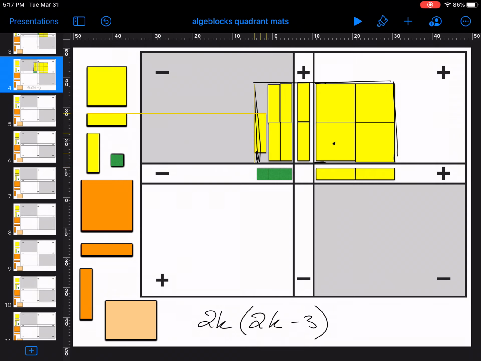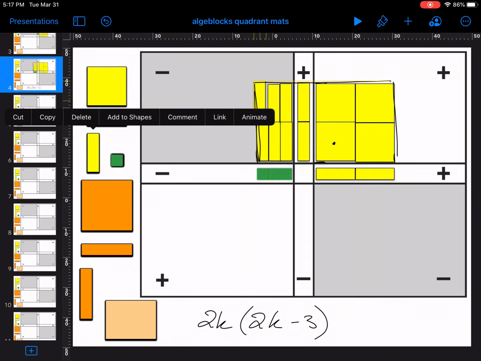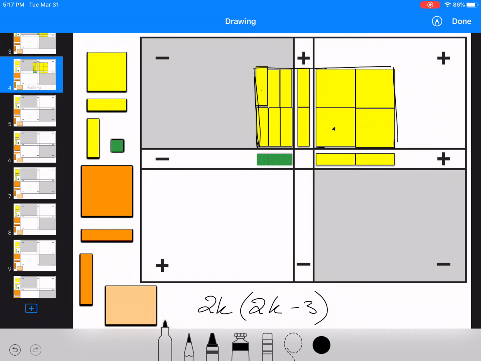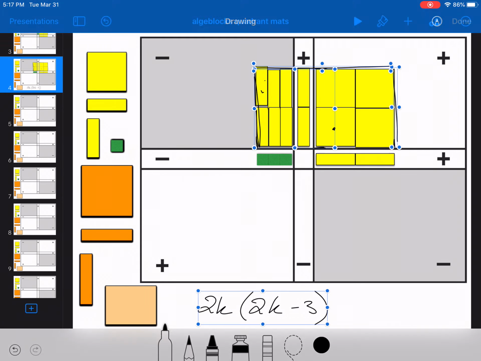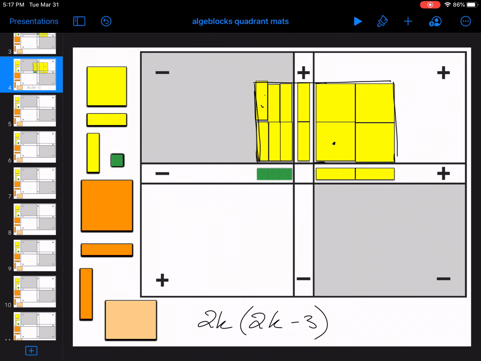It's much easier when you actually have the Algeblocks in front of you to play with. So if you have an opportunity, if you have a choice, use the visual, use the manipulative. But you see here that the area is in 2 parts of the 4 quadrants, and some of the area will be positive and the rest will be negative.